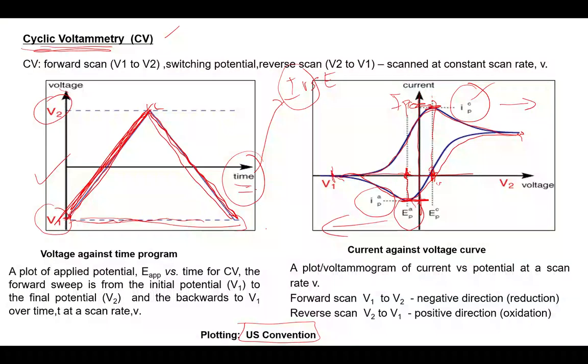So we call this a cyclic voltammogram, and the method is cyclic voltammetry. We scan from one potential to a second potential and back to the initial potential. This is cyclic voltammetry.